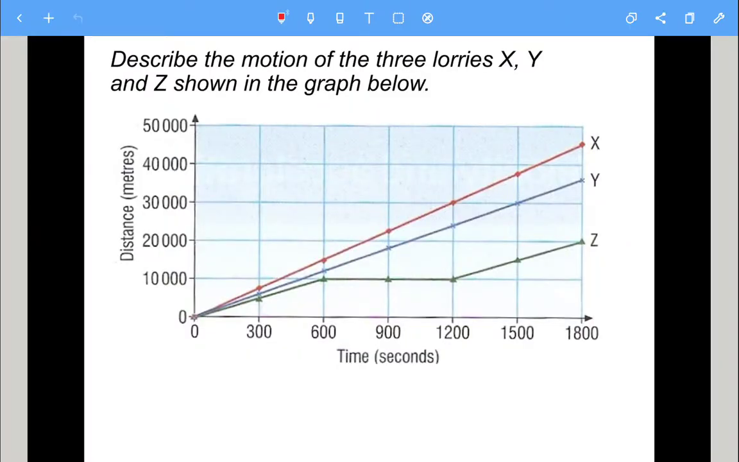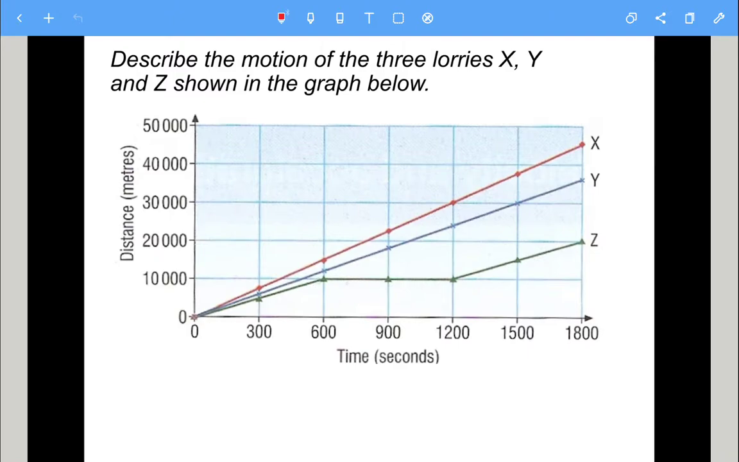You can have a look at this one if you want to pause and have a go. Describe the motion of the three lorries X, Y, and Z as shown in the graph below. Lorry X is just traveling at a constant speed because it's a constant gradient. It's moving the fastest. Lorry Y is also moving at a constant speed for the entire duration from 0 to 1800 seconds.